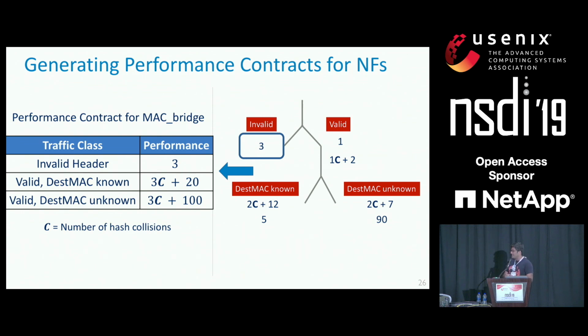Each traffic class is characterized by the conjunction of constraints that held along the entire execution path, and the performance is simply a sum. And because we've explored the entire program, the traffic classes put together cover the entire input space of the NF.